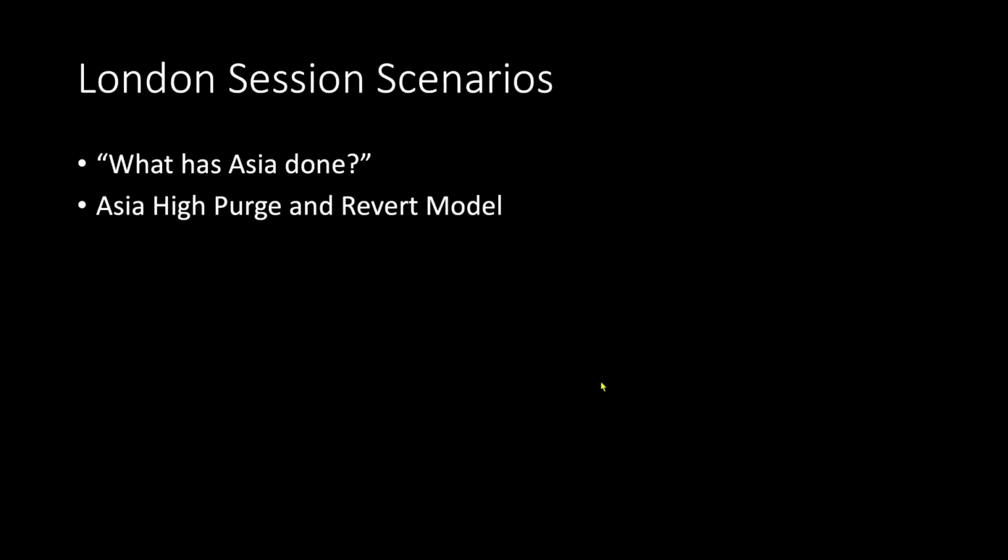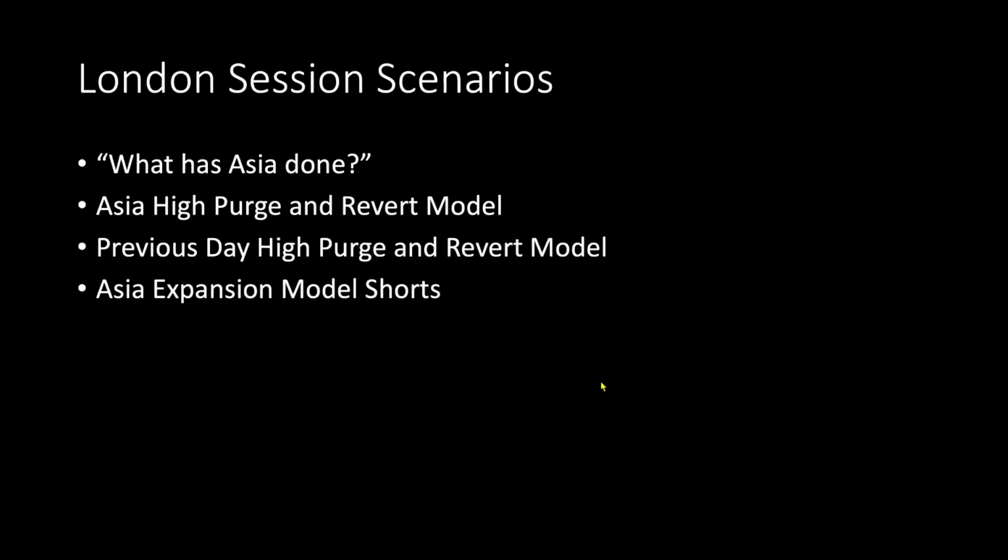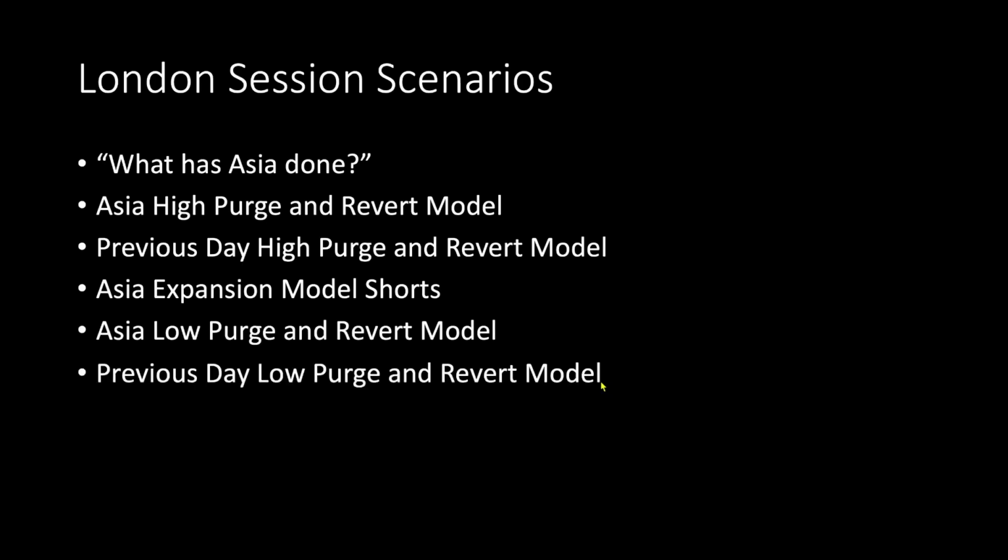The first model that we will be discussing in a bit is the Asia High, Purge and Revert model. After that, we will take a look at the previous day High, Purge and Revert model. Then we will discuss the Asia Expansion model for shorts. Then we will take a look at the Asia Low, Purge and Revert model. After that, we will take a look at the previous day low, purge and revert model. And then finally, we will take a look at the Asia expansion model for longs.